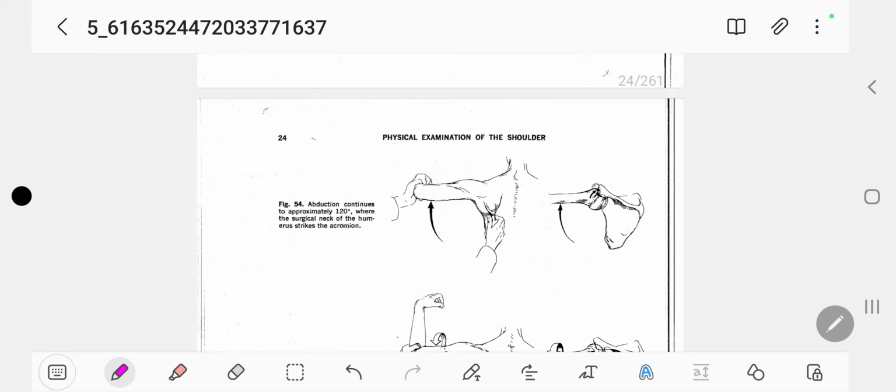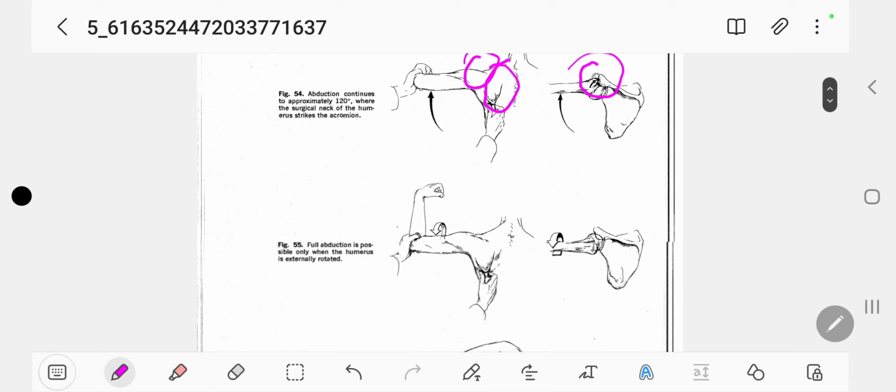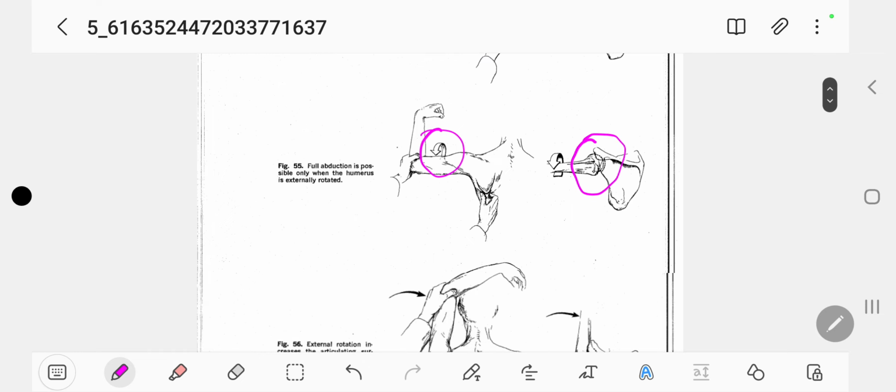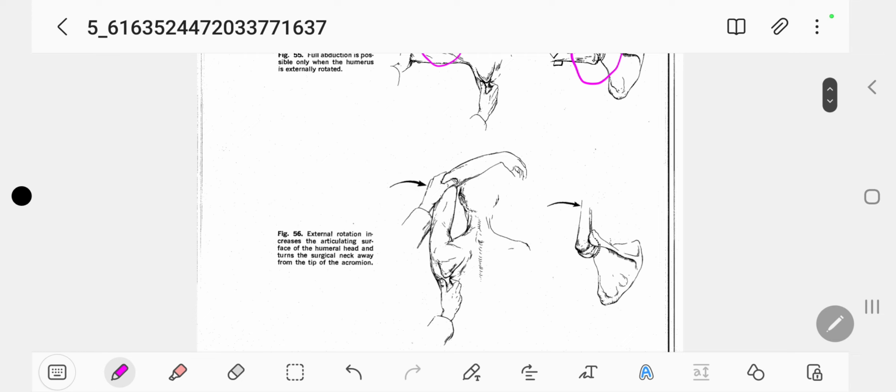Shoulder abduction can continue up to 120 degrees, where 90 degrees is at the glenohumeral and 30 degrees at the scapulothoracic region. After the greater tuberosity touches the acromion, externally rotate and the further movement is done so that the major articular surface comes in contact with the glenoid. Maximum abduction is possible, and here the articulating surface of the humeral head turns the surgical neck away from the tip of the acromion.